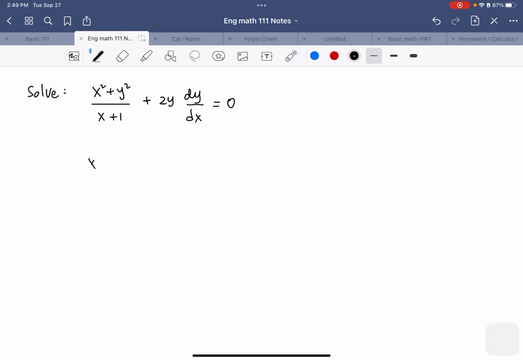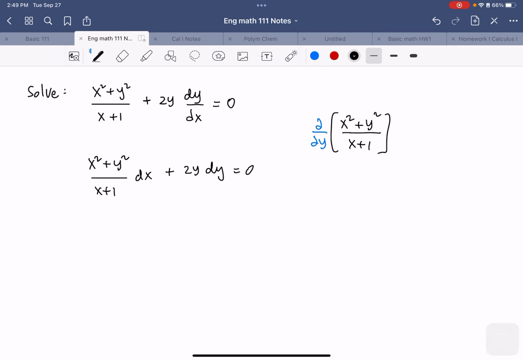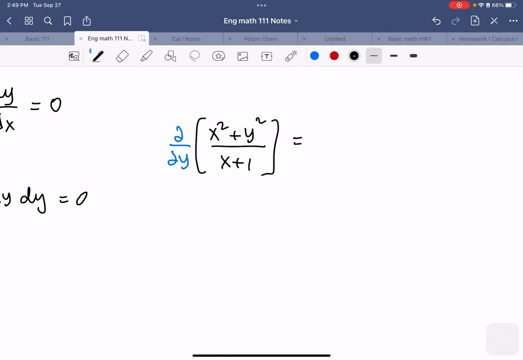Yeah, firstly, we can maybe write this, and then check the exactness. Okay, how to differentiate this? Maybe we can separate. So we are going to separate both sides. Become this and this.